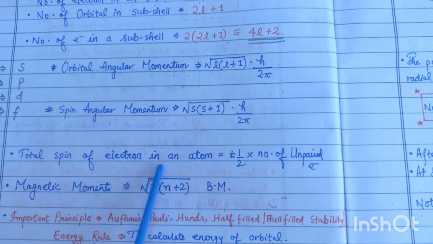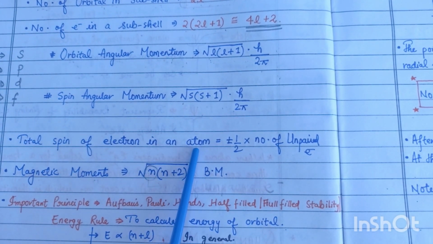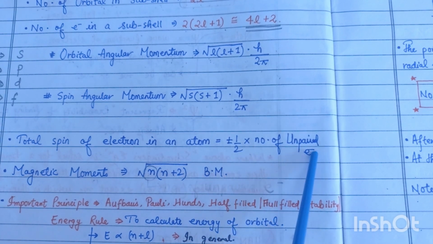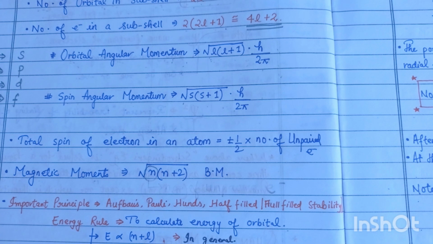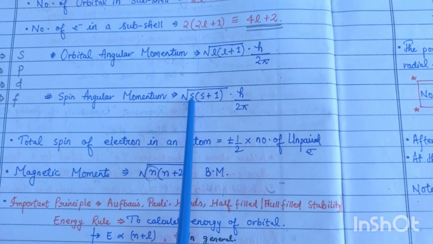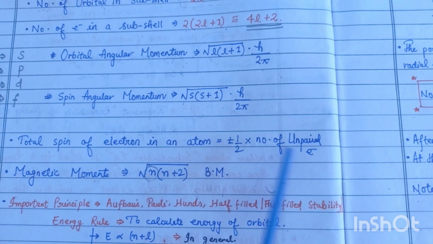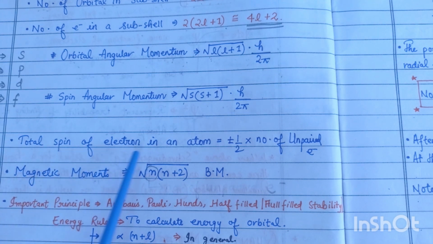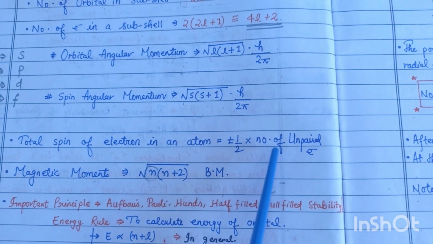Now, the total spin of electrons in an atom. It is given by plus minus half into the number of unpaired electrons. If we have to calculate the total spin, the value of S is plus minus half into the number of unpaired electrons, because if they are paired their spins cancel out. We do not consider paired electrons, because one is moving clockwise and the other anticlockwise, so the resultant will be 0.